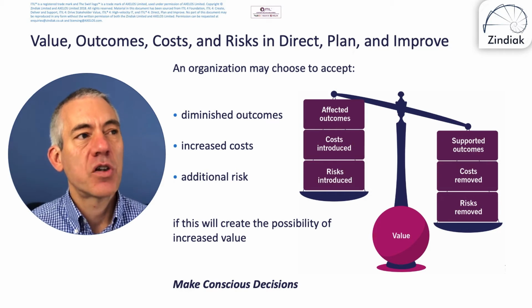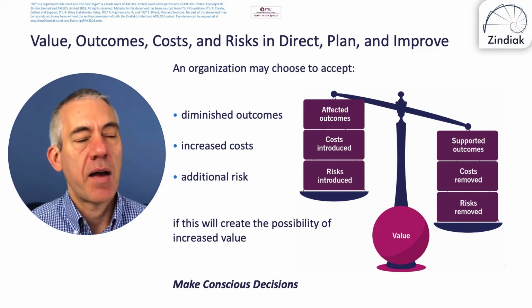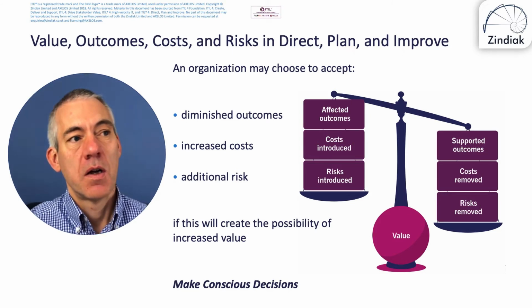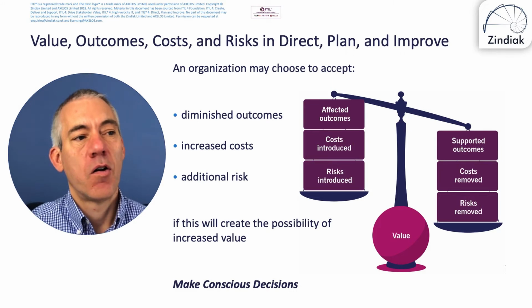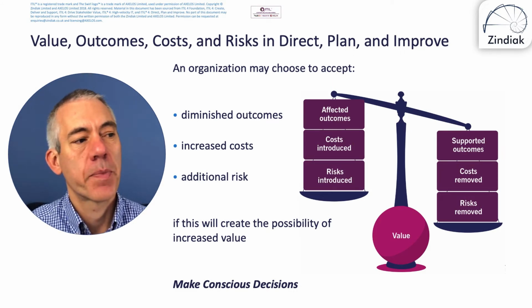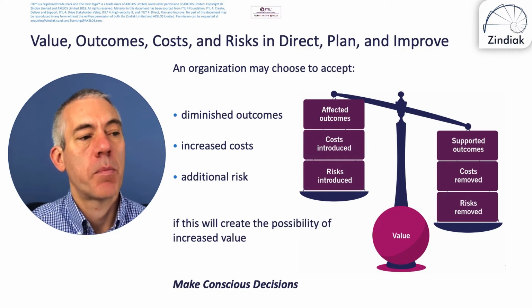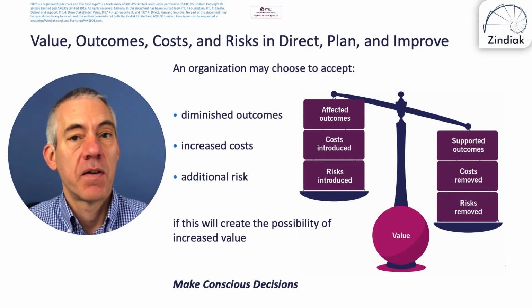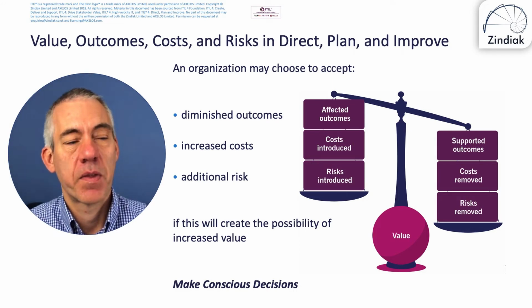Having said that, an organisation may choose to accept diminished outcomes, increased costs or additional risk, so put more weight on the left-hand side of those scales as you look at them, if this will create the possibility of increased value, i.e. they believe that it will put greater weight on the right-hand side.